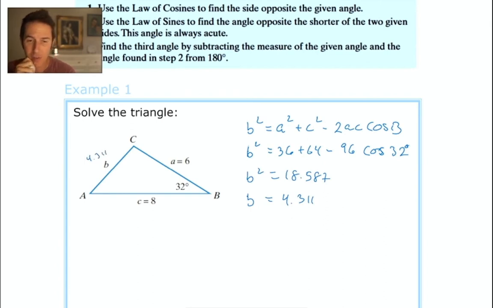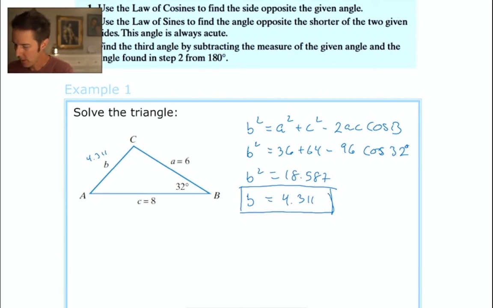Now the bad news is we still have 2 angle measures that we need to figure out. The good news is we now have a full pair. We have angle measure B and side length B. So we can use that as a full pair in the law of sines in order to find our next angle measure.